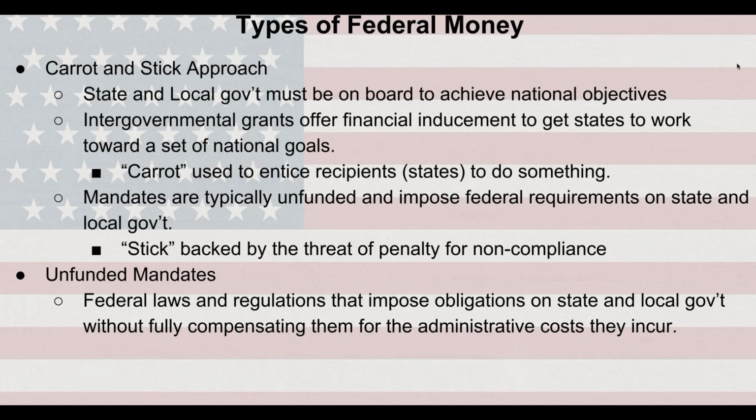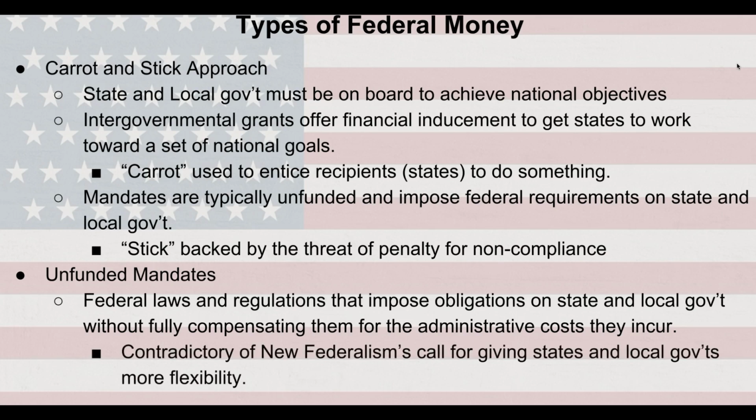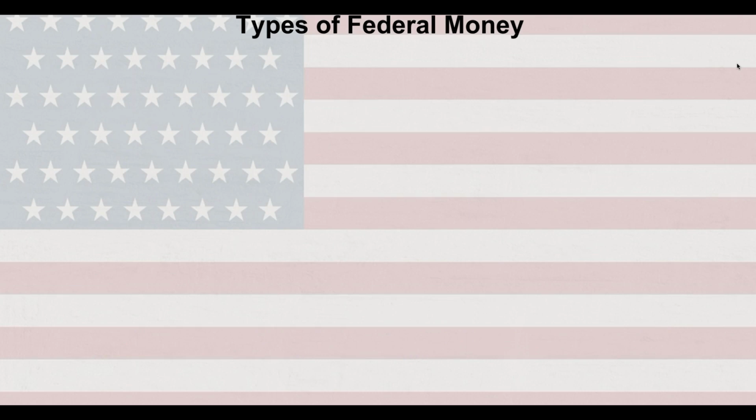And so this really hacks off anybody. Anytime that there is something mandated from above that has to be put into effect, but there is no money that comes with it to institute it, and it's going to cost the state and local governments money to institute it, this is an unfunded mandate. And it makes state and local governments extremely angry. And it is very contradictory of New Federalism's call for giving states and local governments more flexibility. If you have these mandates, these unfunded mandates especially, it takes any flexibility out of the equation, and it really goes against this idea of New Federalism.